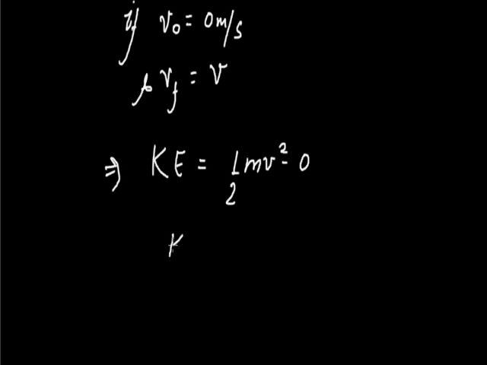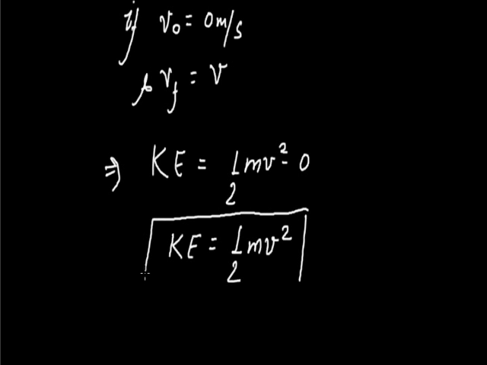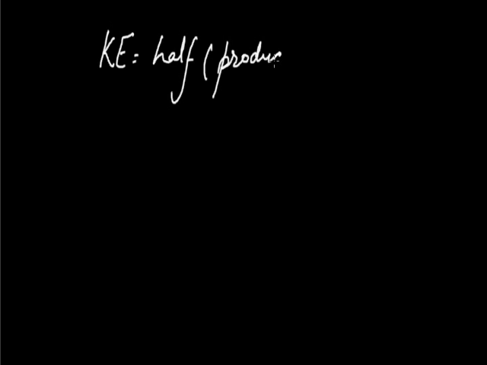That's why the expression for kinetic energy when the object starts from rest can be given as half m v square. So mathematically, the kinetic energy is defined as half the product of mass and the square of the velocity.